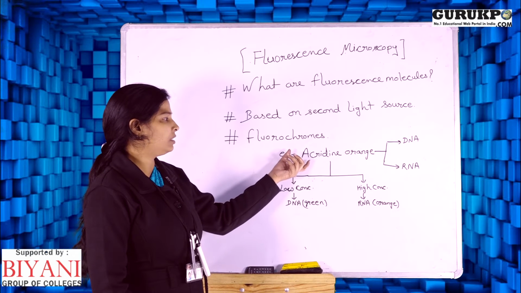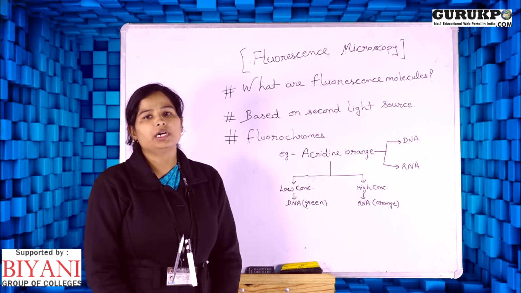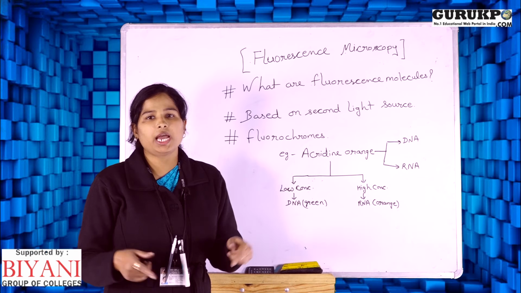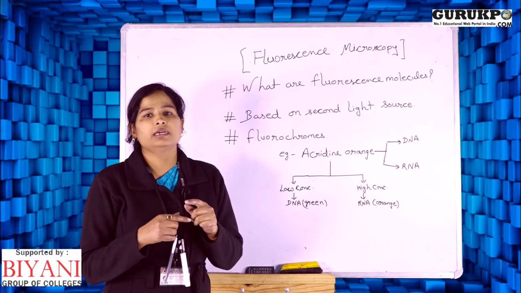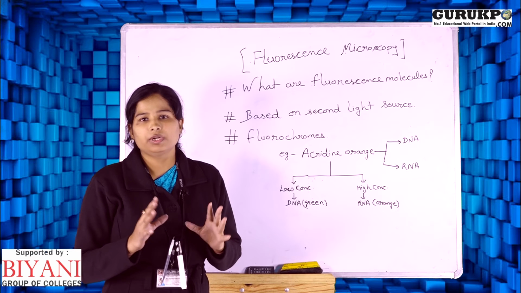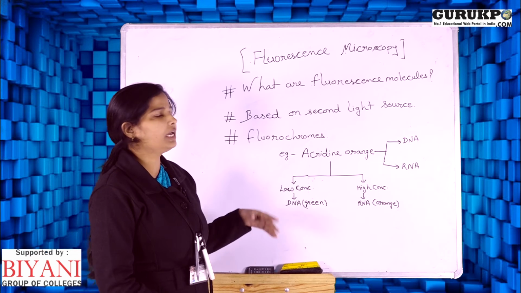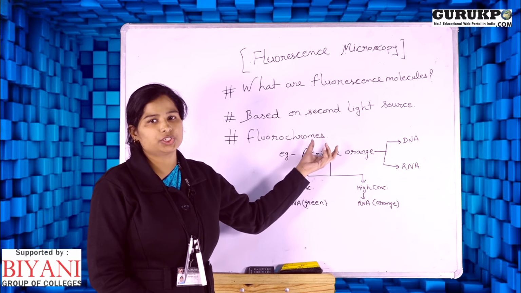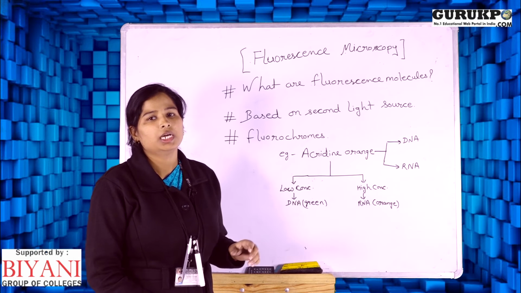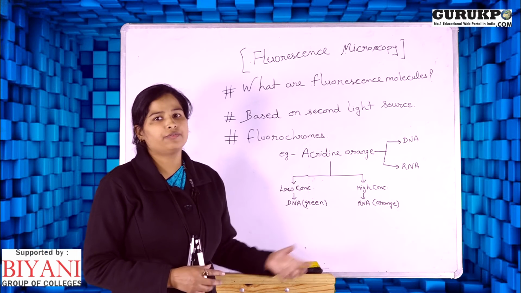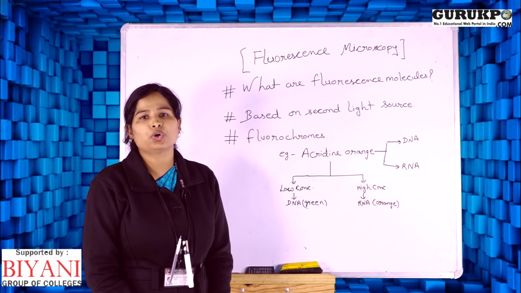So at lower concentration, when a eukaryotic cell is stained with acridine orange, the nuclei will be stained green in a dark background. While when the eukaryotic cell is stained with a high concentration of acridine orange, the cytoplasm will show orange color and the nuclei will show no color.